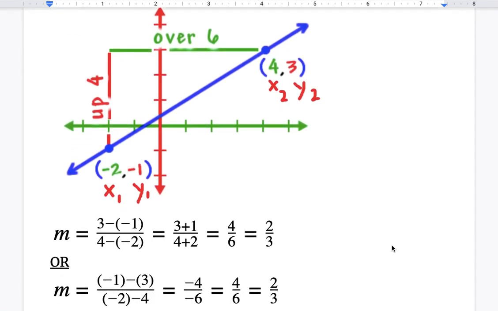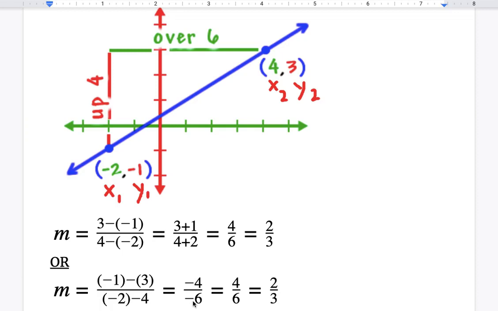I could mix up the order or change the order where the bottom y1 is now subtracting the top y2. But for my bottom, I would also have to follow that same order. x1 minus x2. I'm basically just switching these around. But if I switch it around for the top, I gotta switch it around for the bottom. So this would be negative 1 minus 3, or on the bottom now, negative 2 minus 4. So if I switch it on top, I gotta switch it on the bottom as well. And this just becomes negative 1 minus 3, which is negative 4, negative 2 minus 4, which is negative 6.